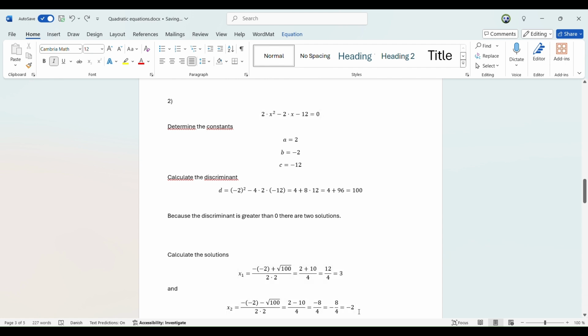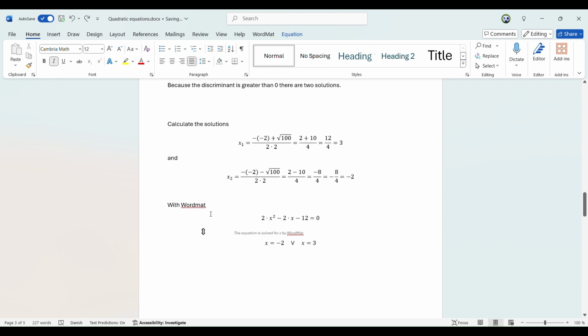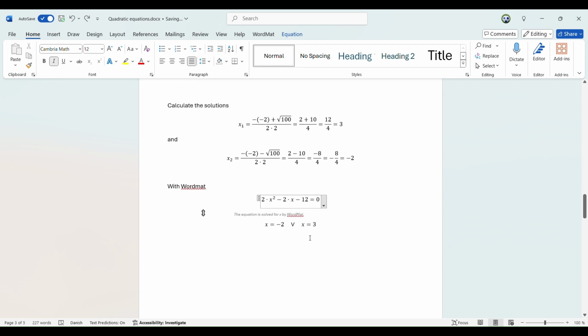You can try again to put in 3 or -2 into x's places here, one at a time. And you can see that the left side of the equation will equal 0, so it says 0 equals 0, and then it's true. With WordMat, once again, we just have to put it in the box and press the Alt button plus L, the Option button on a MacBook plus L, and then we want to once again solve for x, and we get x is equal to -2 or x is equal to 3. The two solutions we found up here.